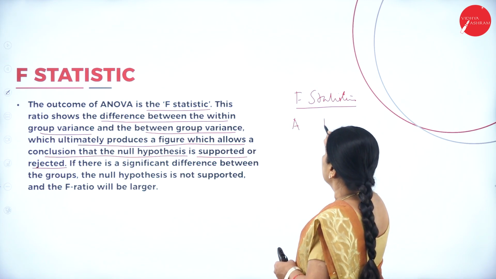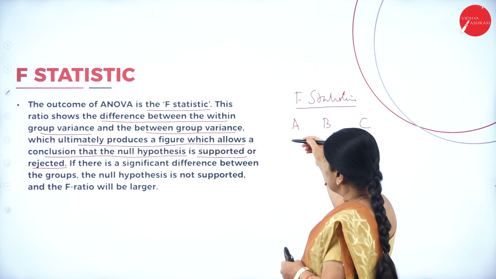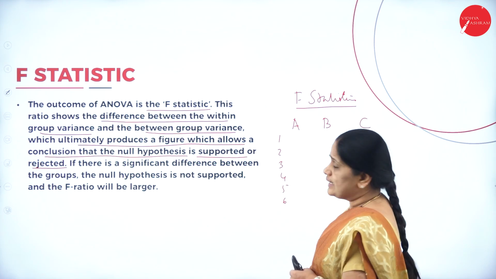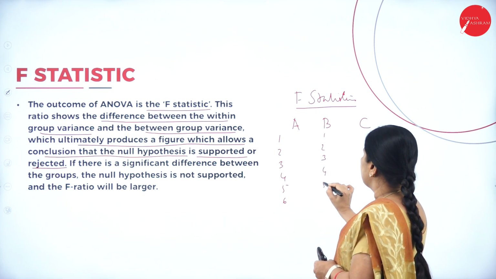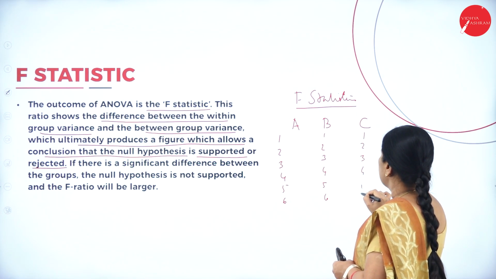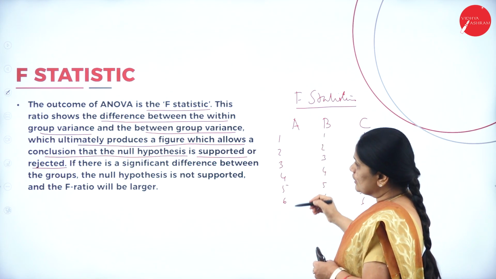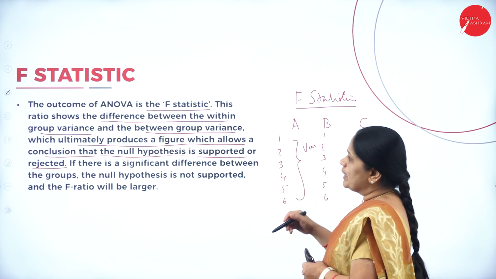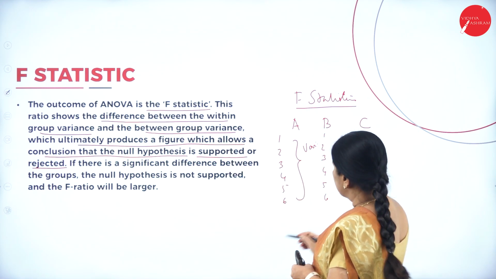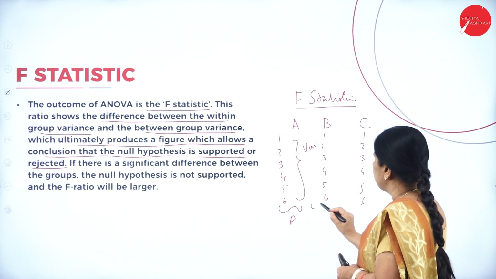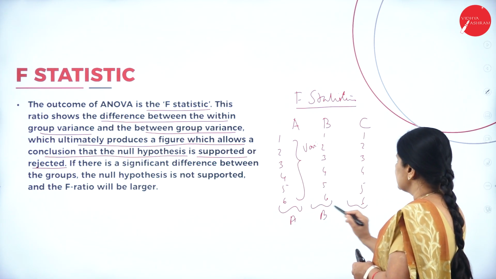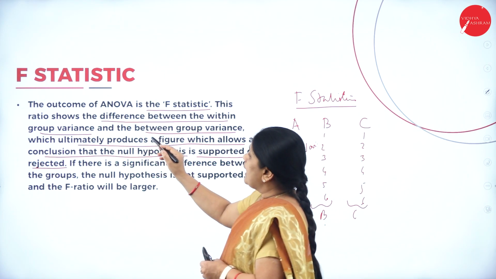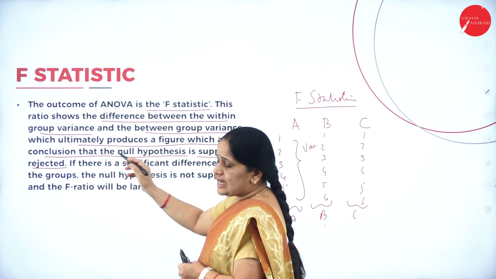So I have group A, group B, group C. Now within the group I have 4 or 5 samples. So 6 samples are there in A, then 6 samples are there in B, then 6 samples are there in C. So within the group, what is the variance? I'll be finding the variance within the group and also between the groups, that is the variance between A, B and C, and also the variance within group A, which ultimately produces a figure which allows the conclusion.